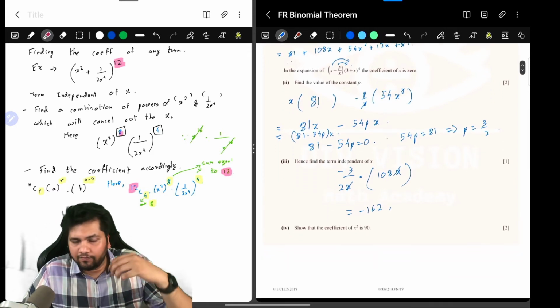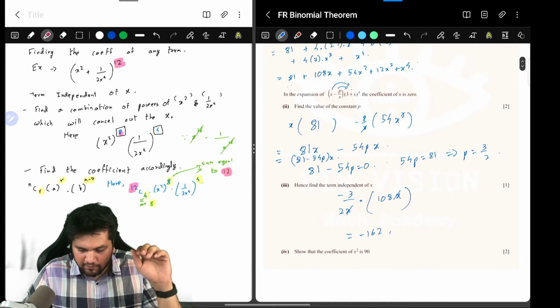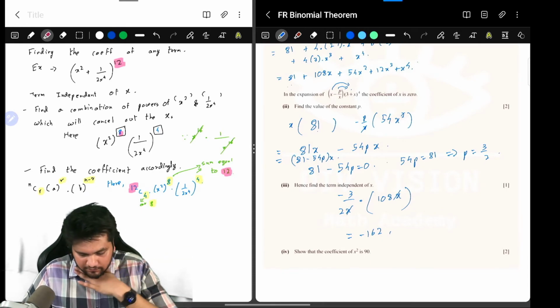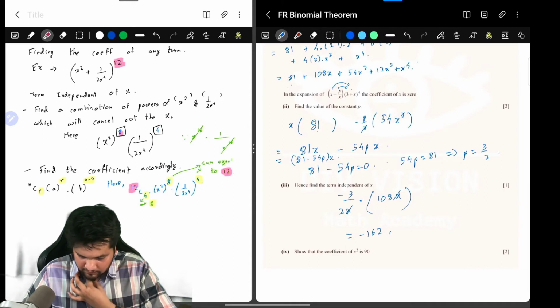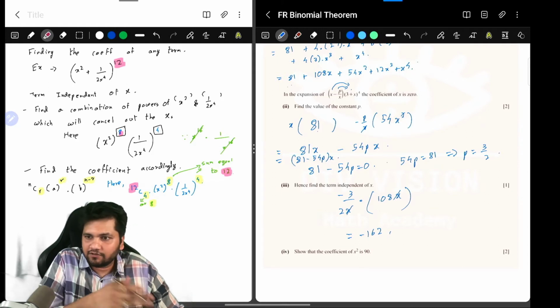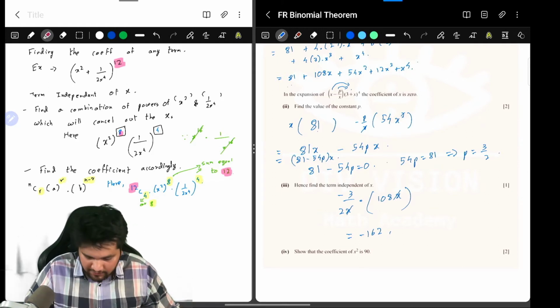Independent of x means that it doesn't contain x. Yes. So why did we take 81? Why didn't we take 81? Because 81 has no x, but we are multiplying this x, minus p by x with that, no? So anyways it will be 81x or 81 by x, whatever it will be, that's why.